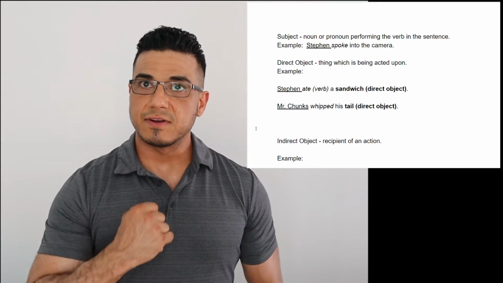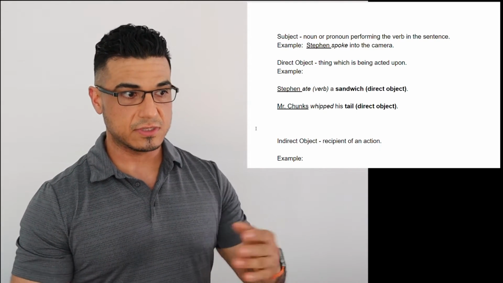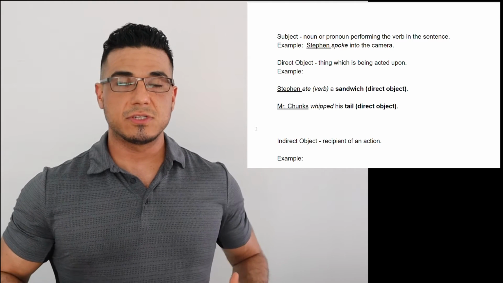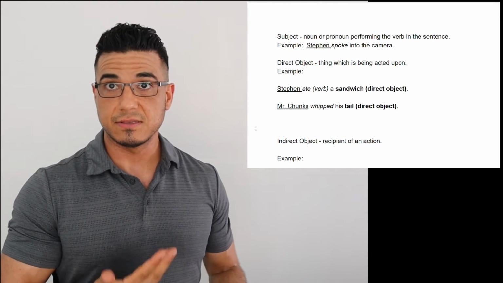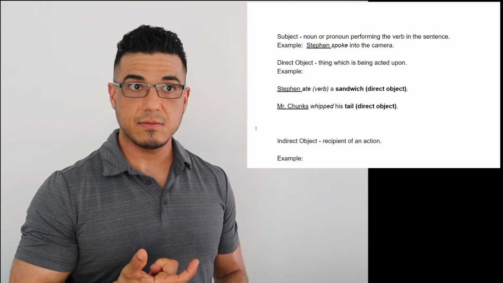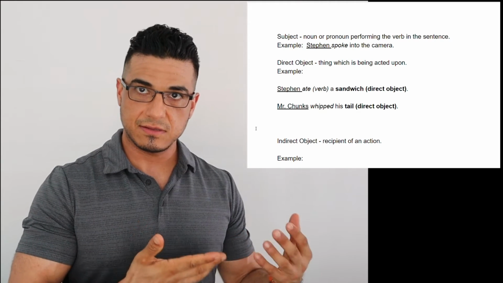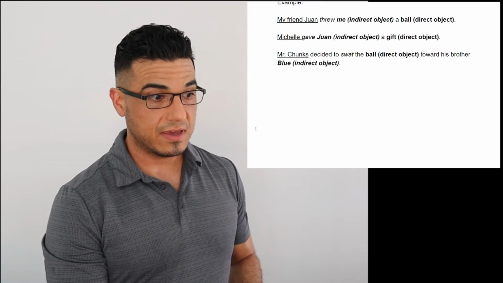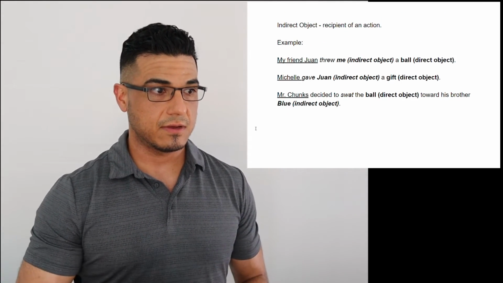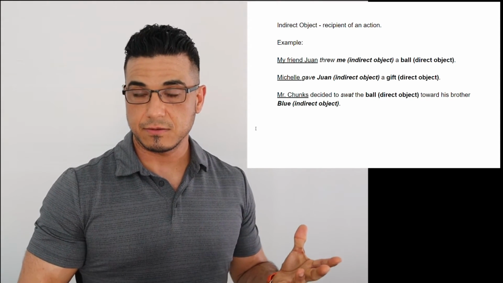So, okay. I believe that clarifies it. So just to summarize, we have our subject, which in the notes, it's a noun or a pronoun which is performing the action in the sentence, all right? Direct object, which is the thing being acted upon. It's the thing receiving the action directly, hence, again, the name. And then we have our indirect object, which is the recipient of the action, okay?